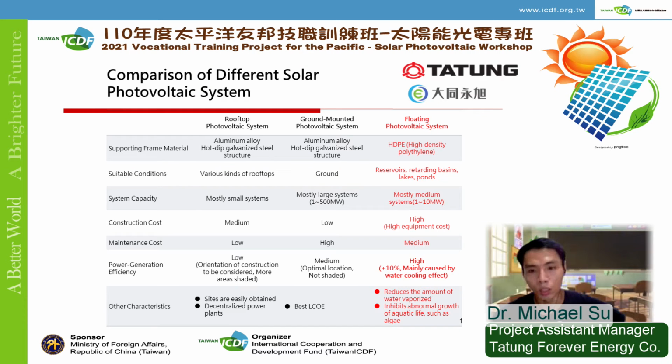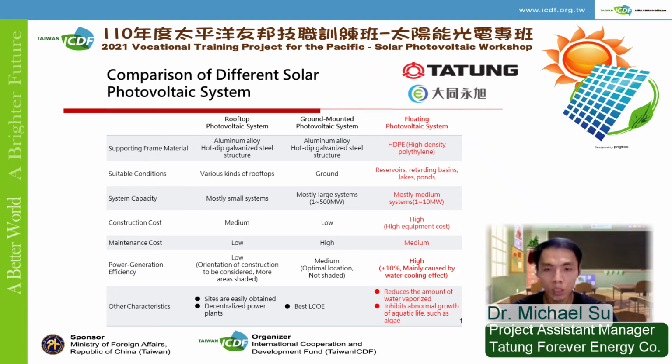Following up on the different kinds of sites that we've talked about, including the ones on the roof, the ones on the ground, and the ones on the water. Now, because the ones on the water are more popular in recent years, I used red characters here to highlight them. Now from this table, we can compare the difference between installing the system on water, ground, or roof.